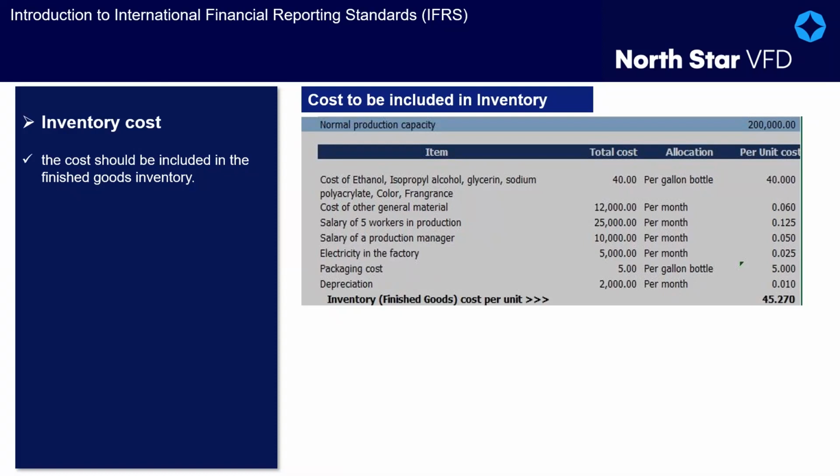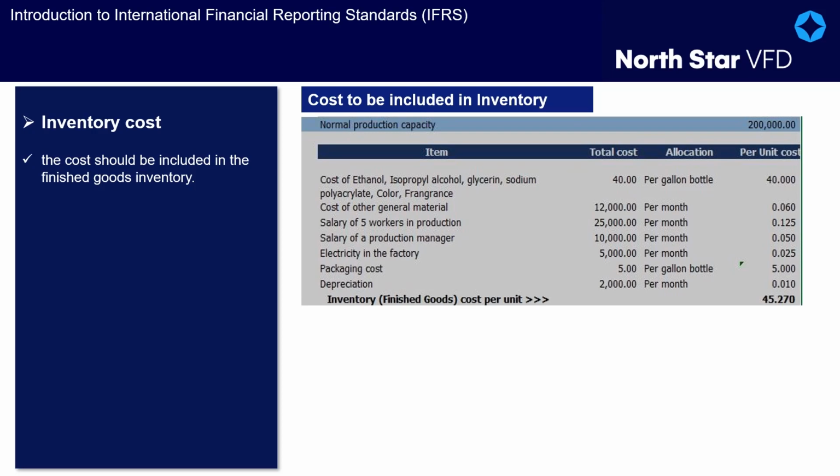Here on the screen you can see the computation of 1 unit of finished goods inventory. Let us look into details of how the unit cost of finished goods inventory is arrived at. You can find here that costs included in the cost of finished goods inventory are the unit cost of raw material: ethanol, isopropyl alcohol, glycerin, sodium polyacrylate, color, fragrance. General material cost of 12,000 is allocated over the normal capacity of 200,000 units. Then salary of production workers, salary of production manager, and factory electricity cost are allocated over normal production capacity. Then packaging cost etc. is added into the cost of inventory.